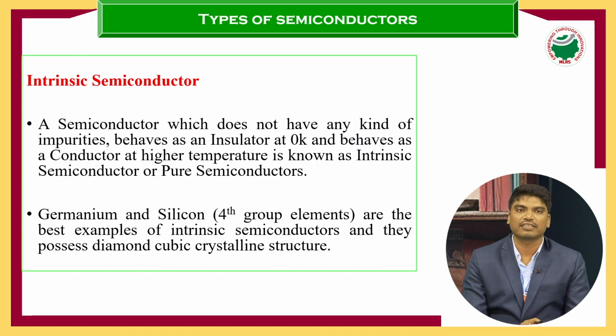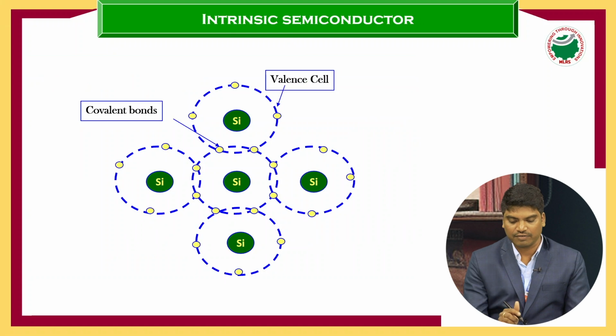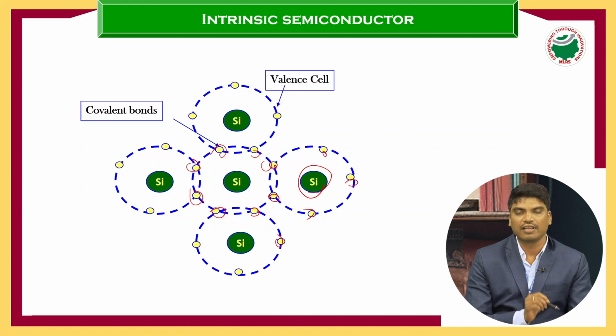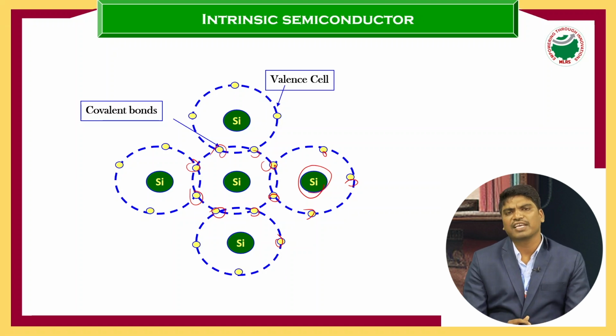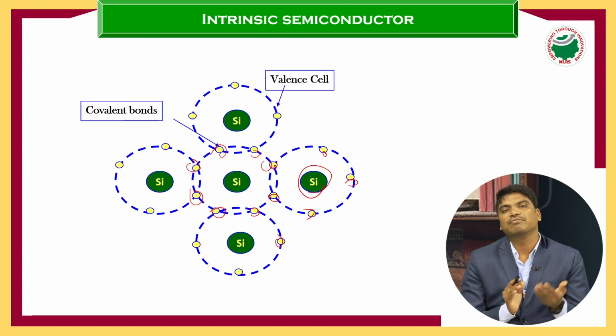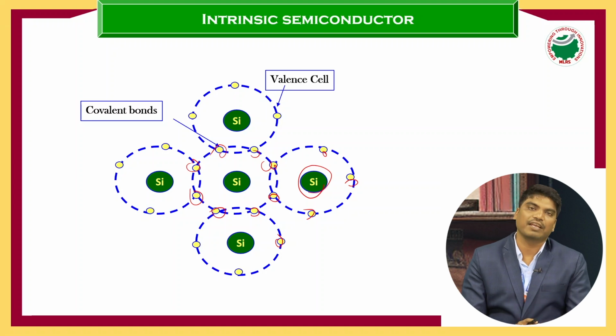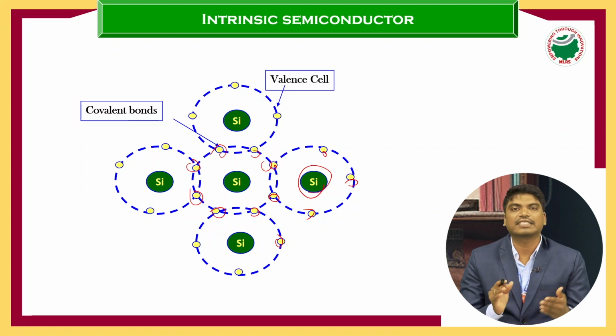These two semiconductors have 4 valence electrons. As we can see in this diagram, each and every silicon atom has 4 valence electrons, and we can clearly see the sharing of these valence electrons with the adjacent 4 silicon atoms. Whether it is germanium or silicon, each atom shares with the adjacent 4 atoms and makes covalent bonds, so that they get stabilized.